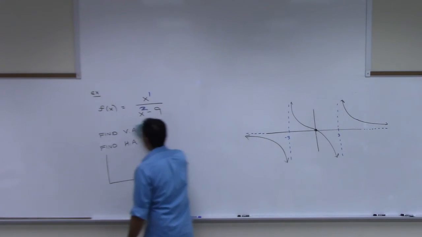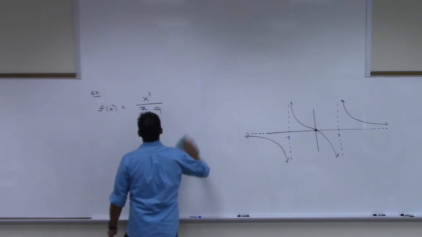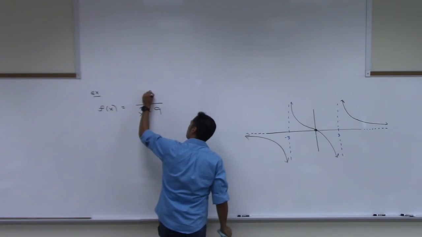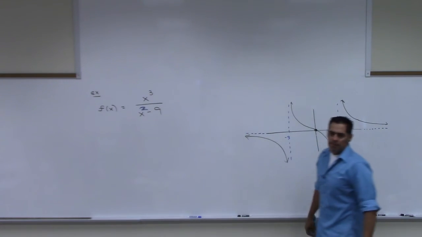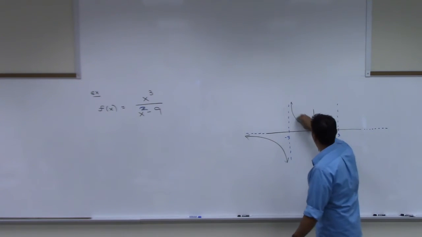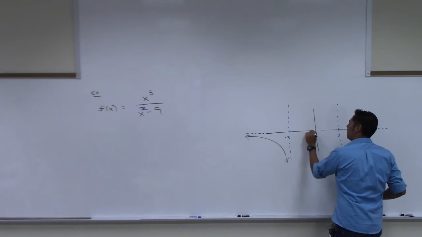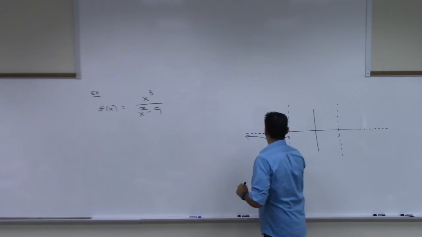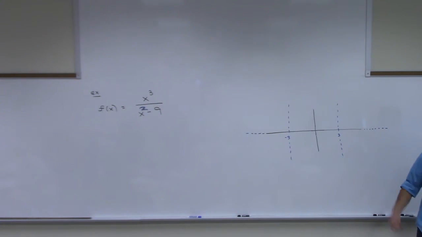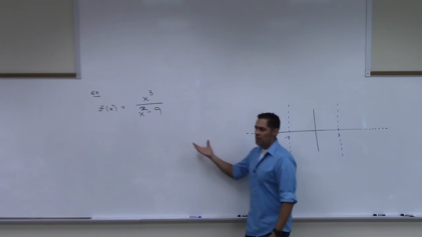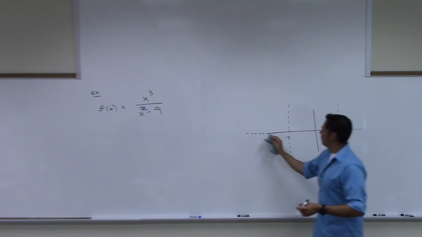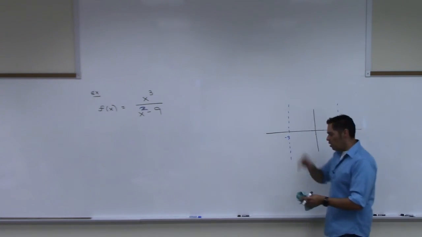How would this problem change if I gave you this instead? I'm going to leave everything except I'm going to make that x cubed. Would your vertical asymptotes change? Sure? What's the step to find the vertical asymptotes? Set the bottom to 0, right? So nothing would change there. Vertical, yeah, we'd still have these, right? How about the horizontal? Yeah, this is case 1.